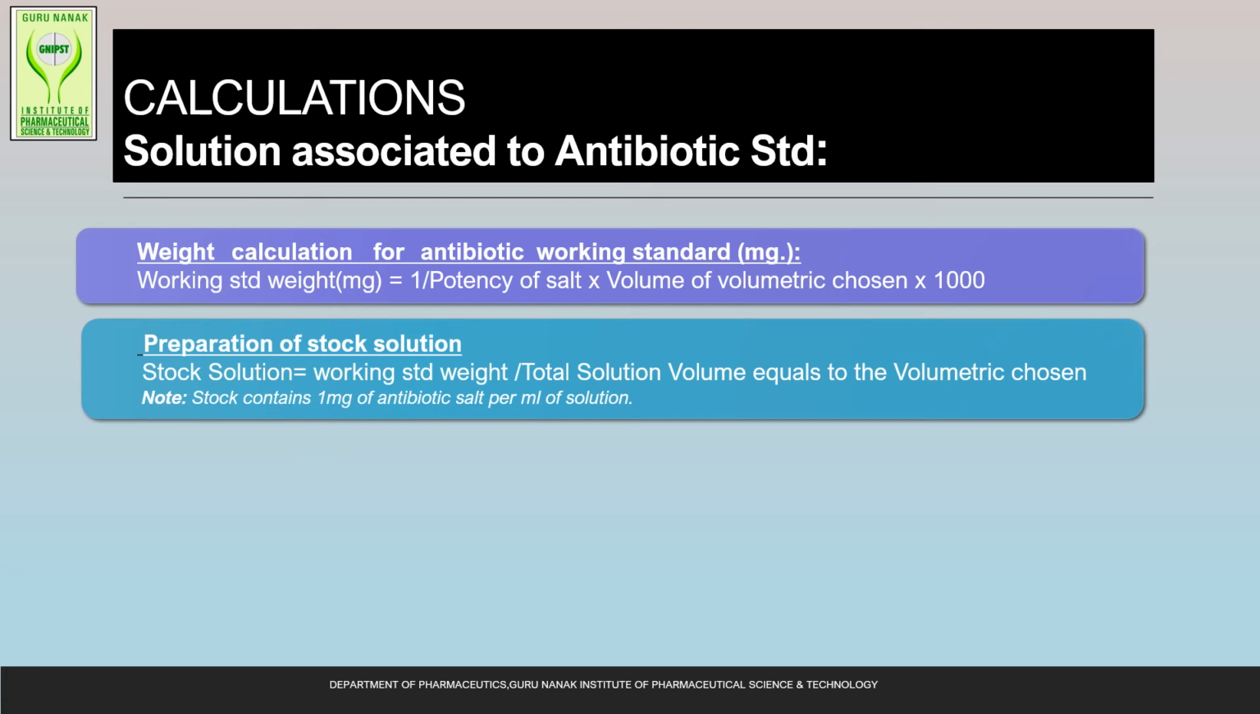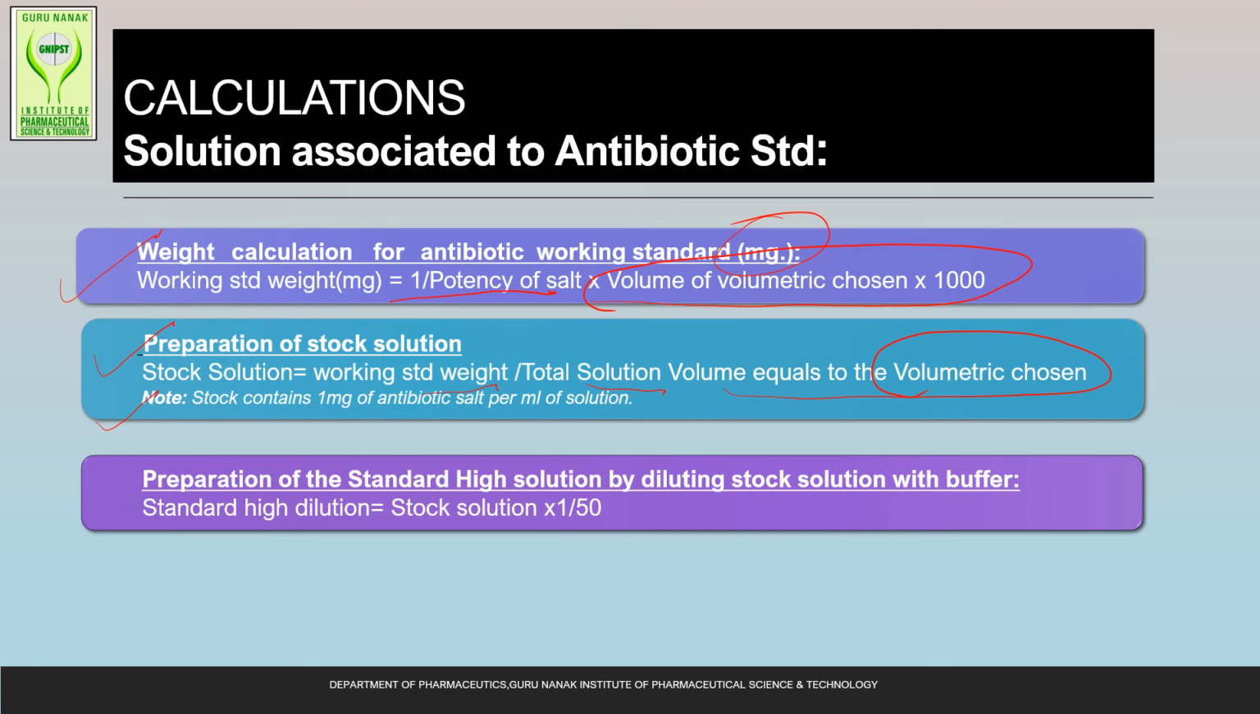For this, the weight calculation for antibiotic working standard in milligram: the working standard weight in milligram is equal to 1 divided by potency of salt into volume of volumetric chosen into 1000. The preparation of stock solution: stock solution is equal to working standard weight into total solution volume, equals the volumetric chosen. One thing to be noted over here is that the stock contains 1 milligram of the antibiotic salt per ml of the solution.